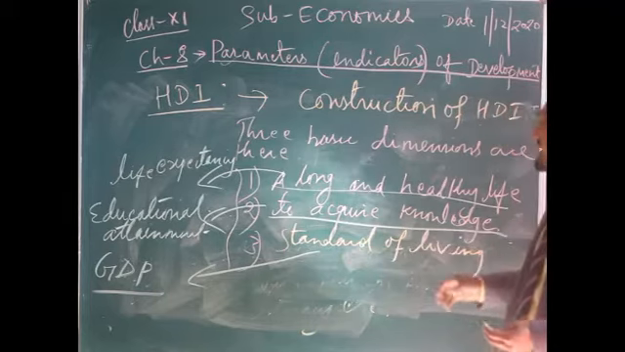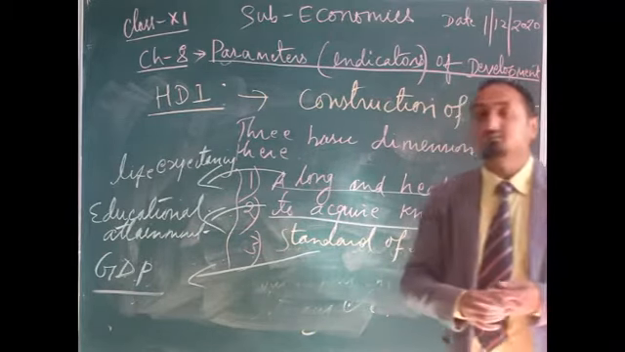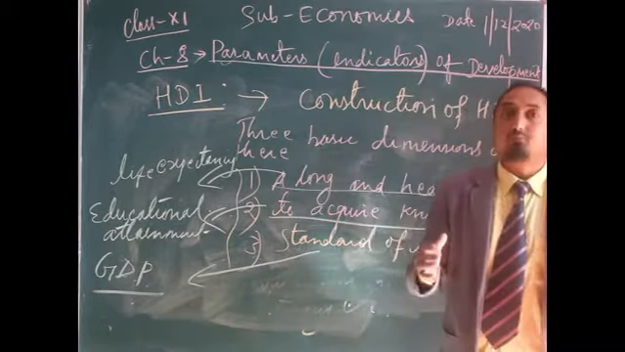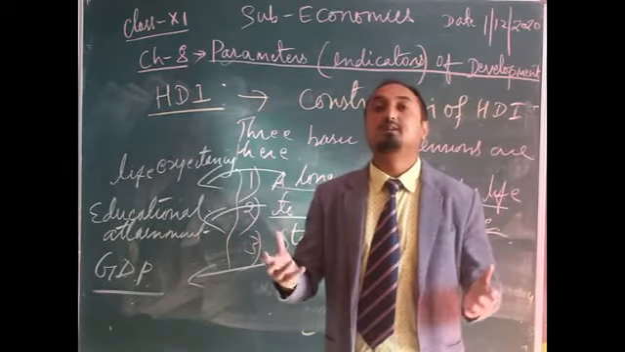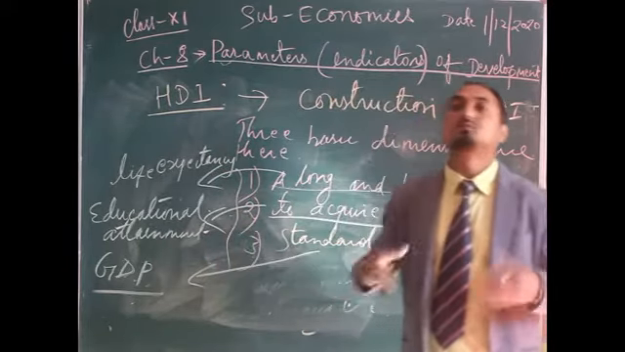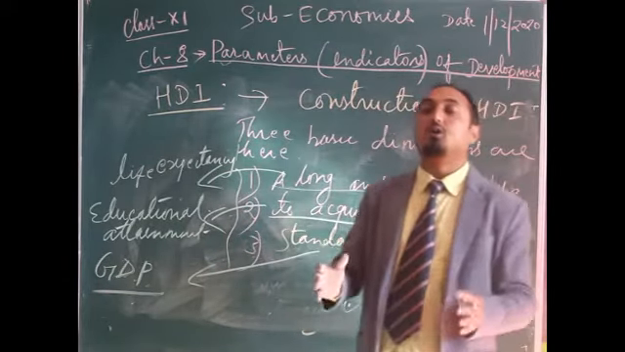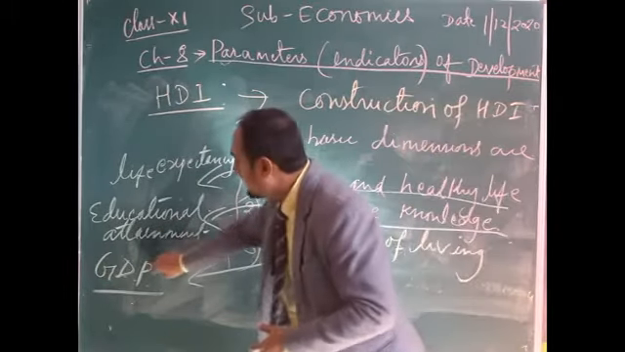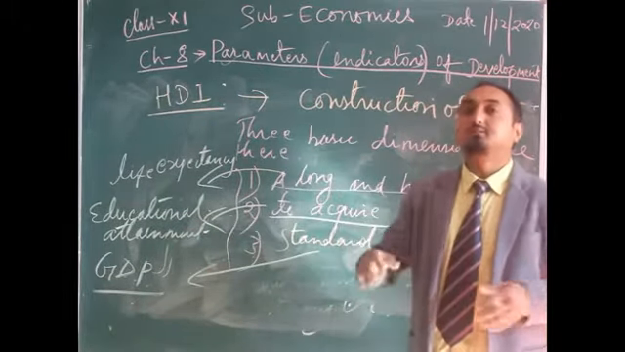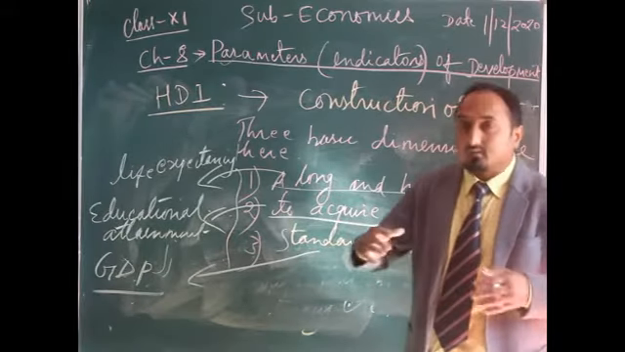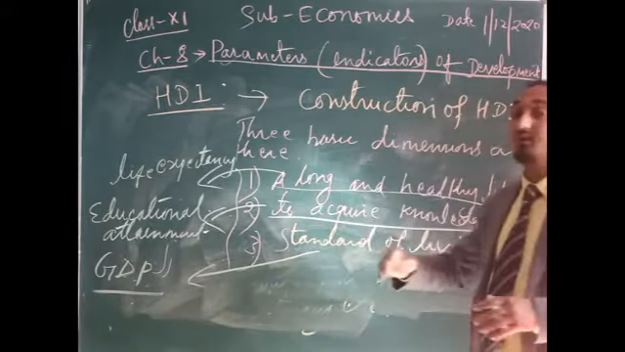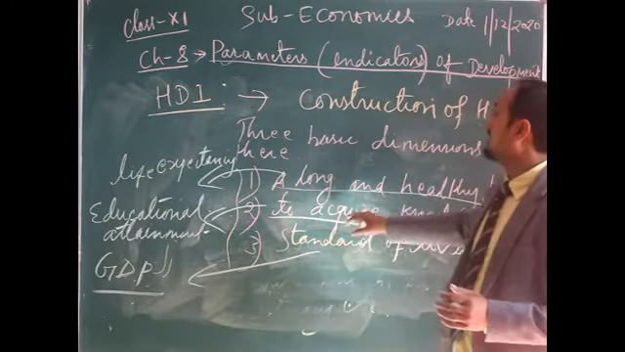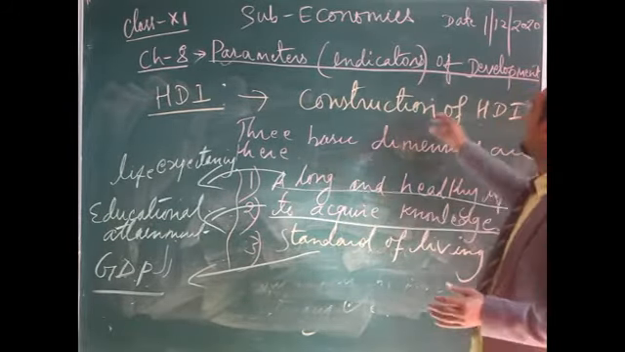And next one, we have standard of living. So it is measured in terms of GDP. GDP is the final value of goods and services measured in terms of money. Whatever goods and services are produced by a normal resident of a country within a domestic territory is called GDP. So when GDP increases, obviously the standard of living of people will improve. So these three are included in the construction of this HDI.